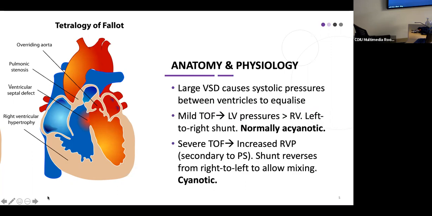So the VSD is normally of a significant size, which causes systolic pressures between the ventricles to equalize. In mild tetralogy of Fallot, the left ventricle pressures remain higher than the right ventricle, and therefore the blood is shunting from left to right through the VSD. These patients are normally acyanotic. In severe tetralogy of Fallot, we have increased right ventricular pressures, secondary to pulmonary stenosis, and the shunt reverses, mixing right to left, and these patients are seen as cyanotic.